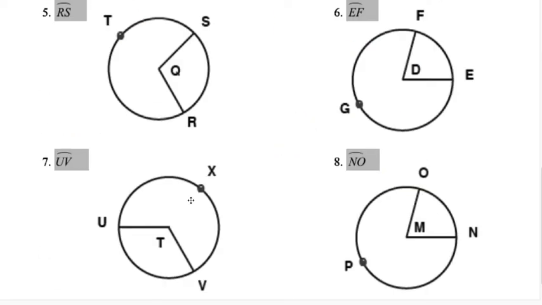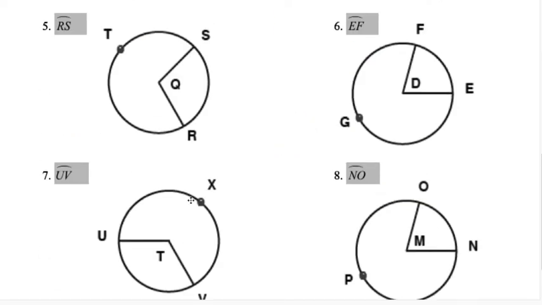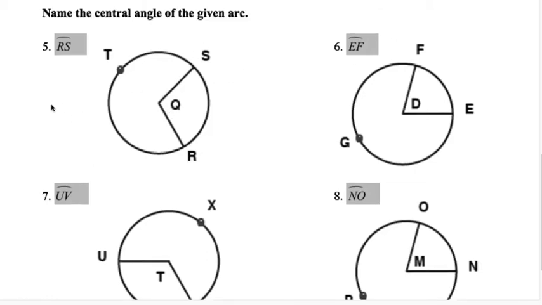Okay? So it works pretty much the same way when we're naming the central angle of the given arc. Whoops, let's get rid of that. Little typo there. That would mean we just say that this is angle RQS. Likewise, EF would be angle EDF.